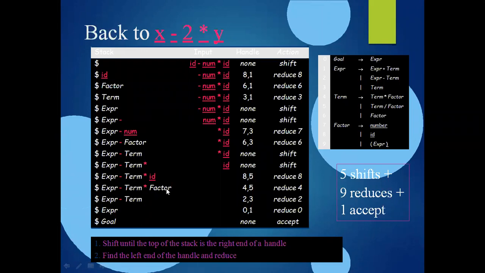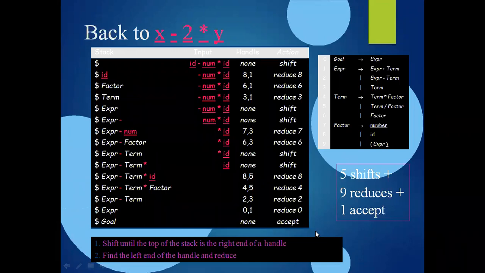Term into factor is replaced with a term, and this expression minus term is the second rule from the given grammar, and expression minus term is directly defined by the variable on the left hand side, that is an expression, and the expression is derived from the goal, where goal is the starting symbol of the given grammar, right? Is it clear? We reached the starting symbol. Then nothing is there to handle, accept. Finally we conclude with an accept.